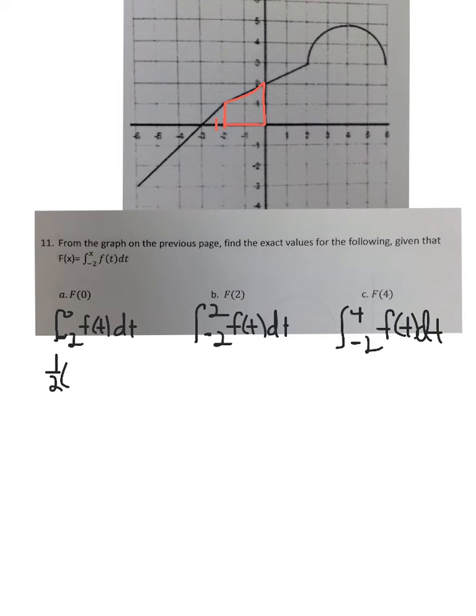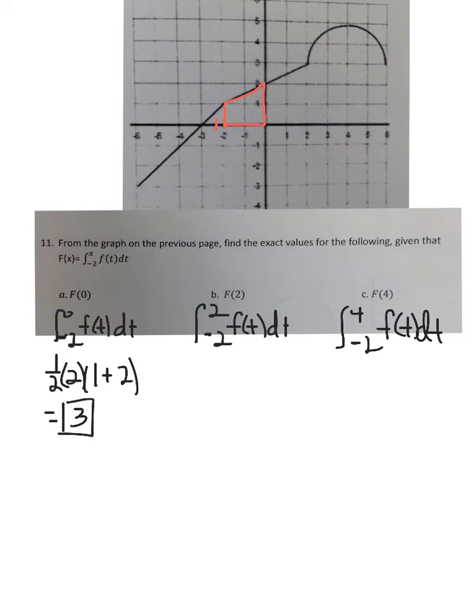So our height is 2. And the first base, well, it doesn't really matter what order you put them in. One of them's 1 and the other one's 2. Okay, and half of 2 is just 1, so our final answer is going to be 3.